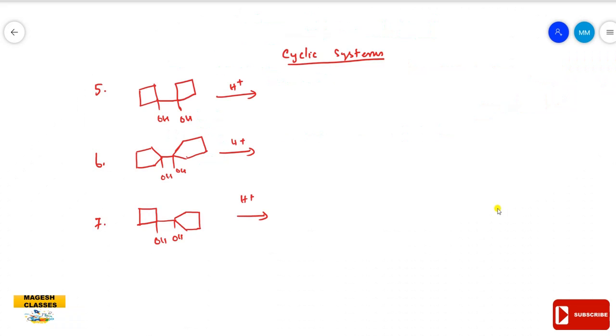The Pinacol-Pinacolone Rearrangement, the cyclic system. So first consider the fifth one. The 4-member cyclic system, the diol is present. First H plus protonates and then the migration of the group. See, the first formed carbocation is like this. So here OH is present, so it is a carbocation. And this is COH, stable carbocation.